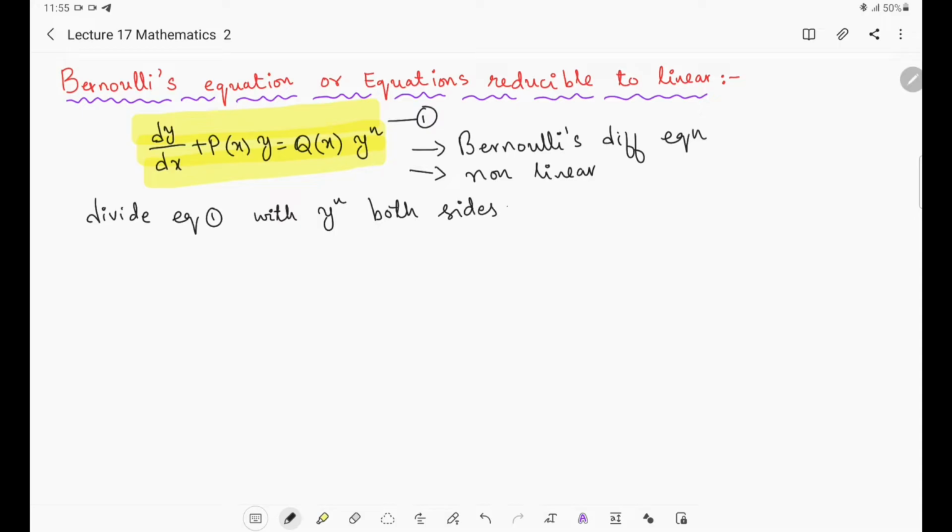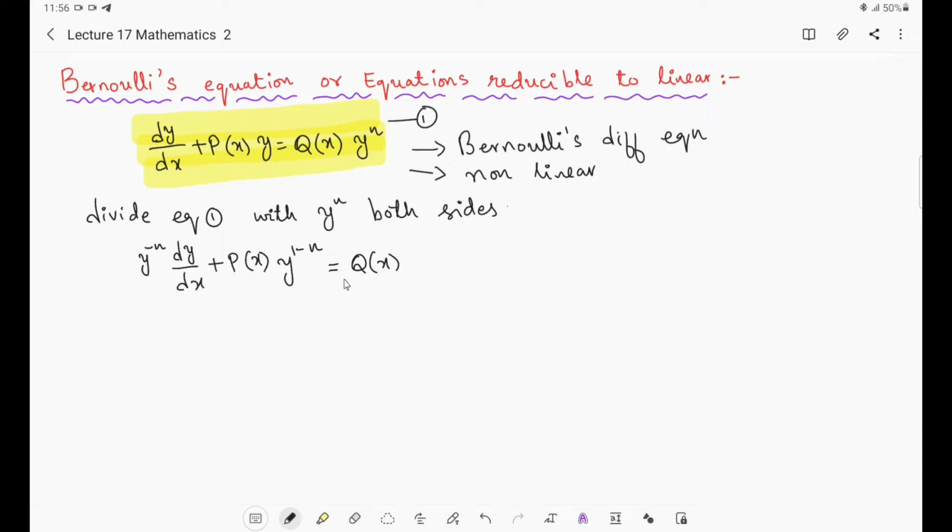So when we do this, what will happen here? In this term we will get 1 by y power n, that can be written as y power minus n dy by dx plus p of x, and here we will get y by y power n. If you bring this y power n above, what will happen? Y power minus n. So, we will get y power 1 minus n, which is equal to q of x. This y power n will get cancelled, right? We will get this equation.